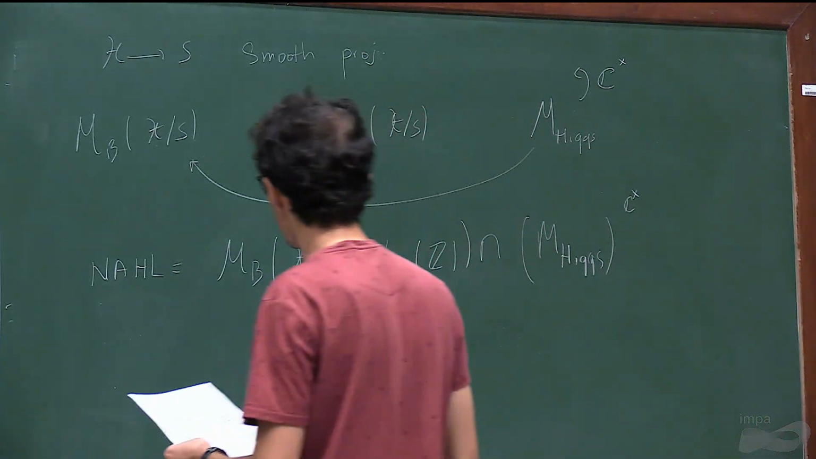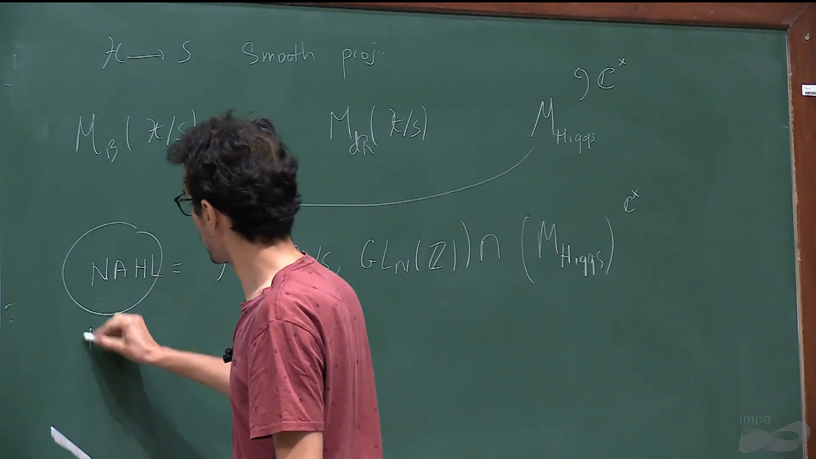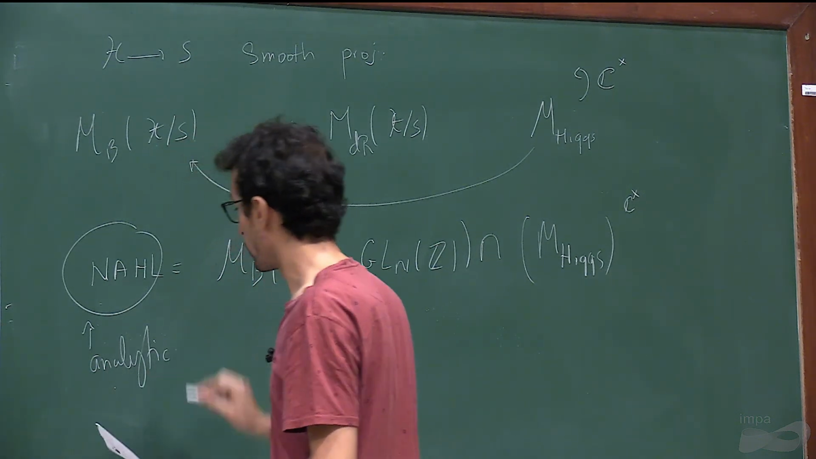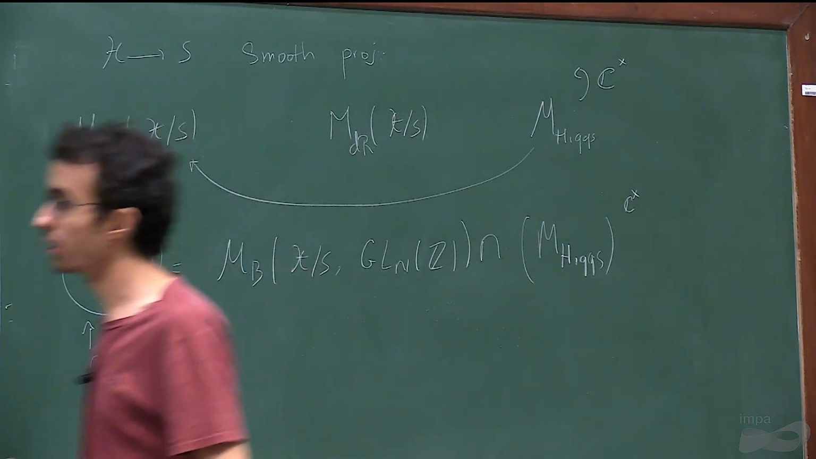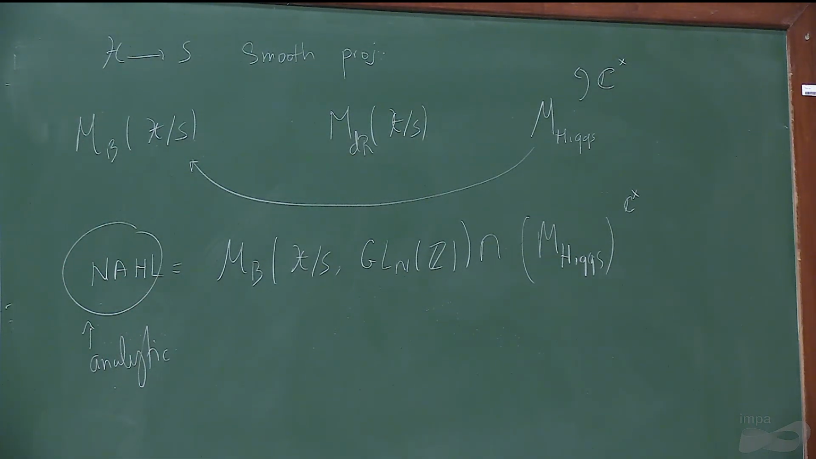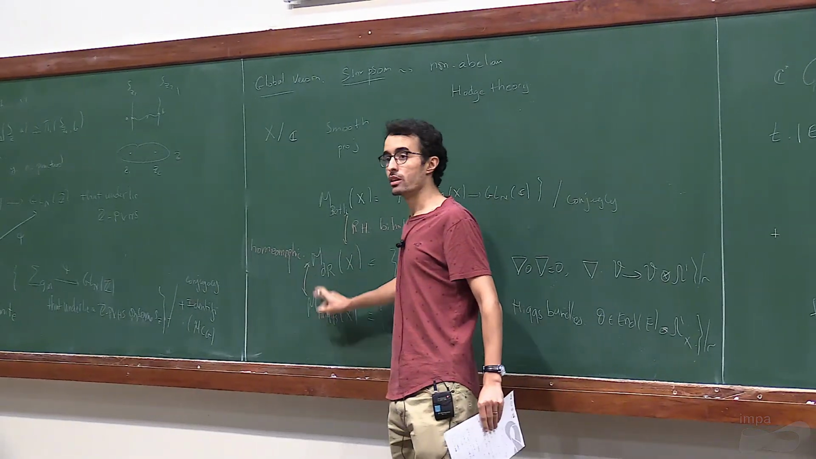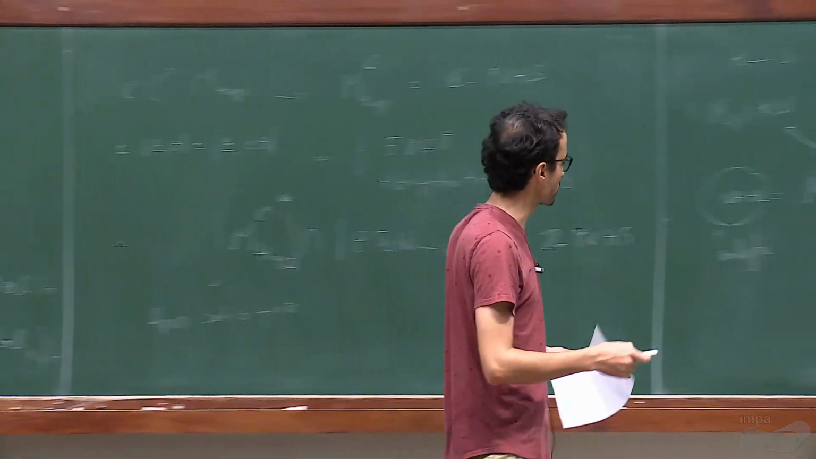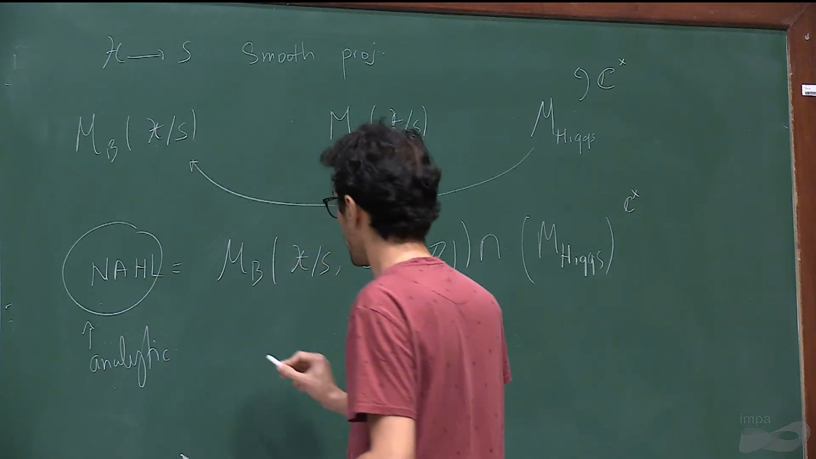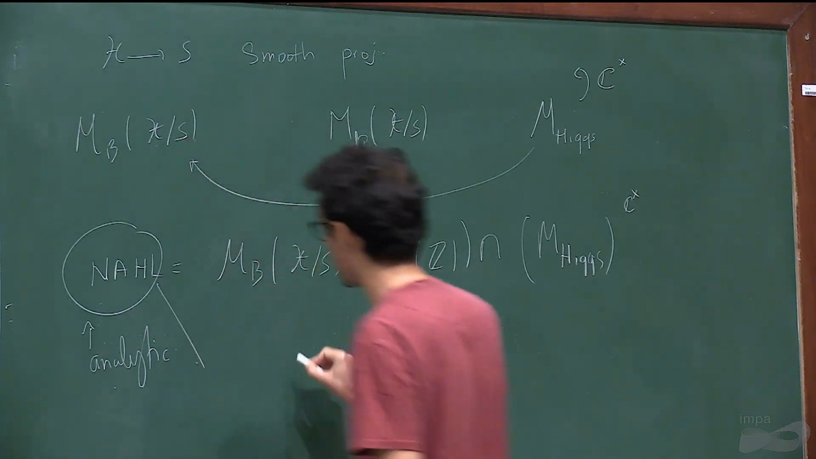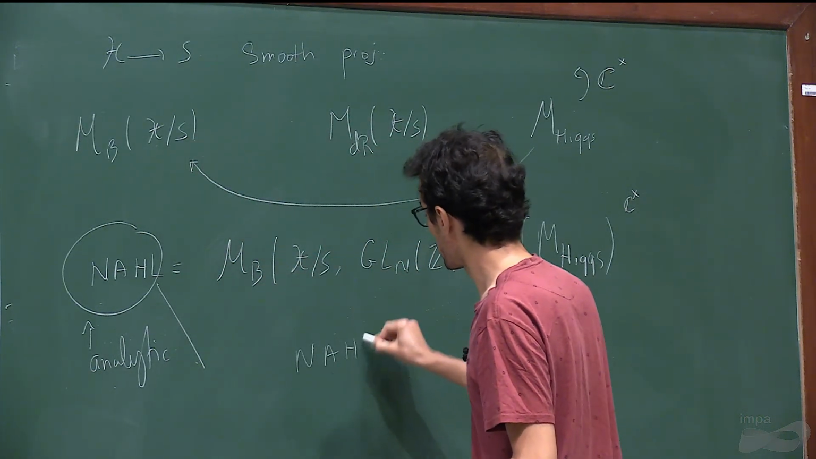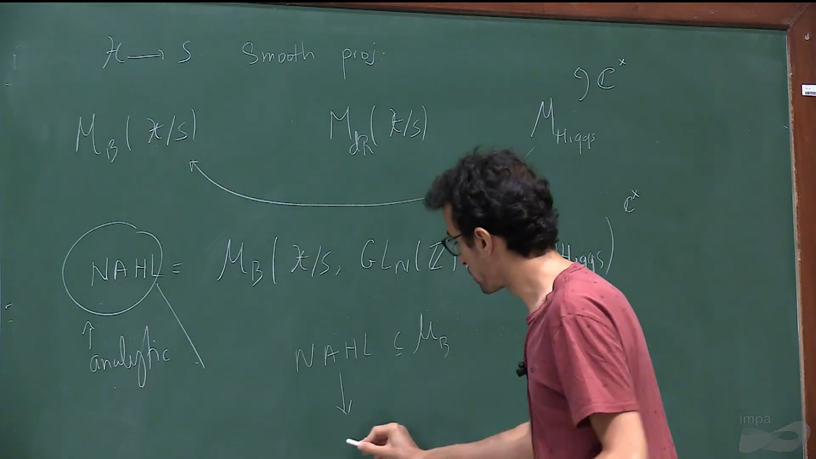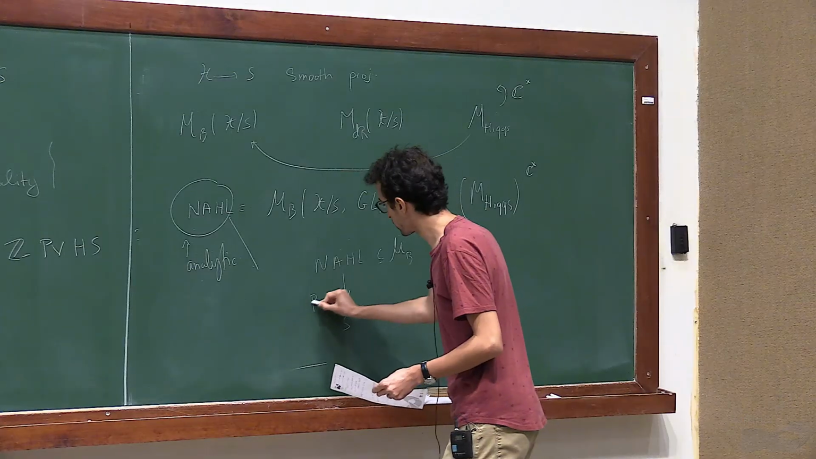Okay, so Simpson proves that this is an analytic set. This is an analytic structure, which is not a priori clear because this is just a homeomorphism and doesn't respect the analytic structure. So there are some arguments to make. This non-abelian Hodge locus, seen inside M_B(T), by this result of Deligne, is proper over S.